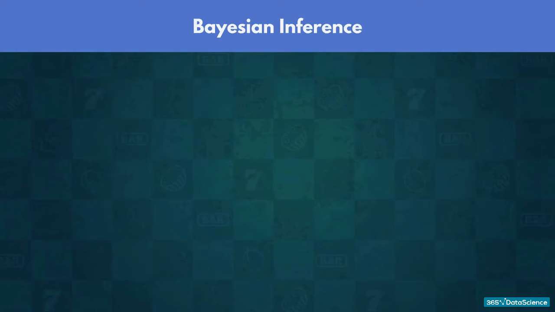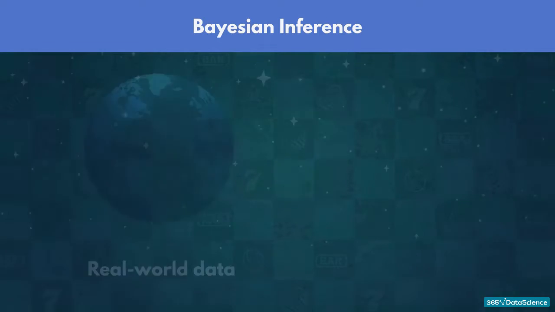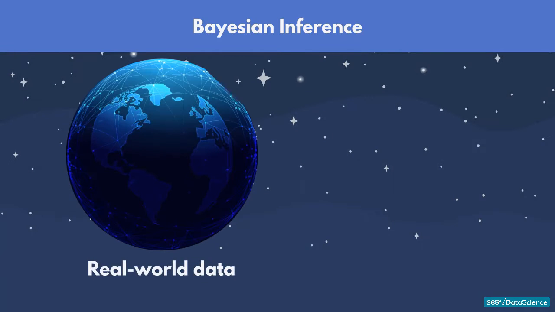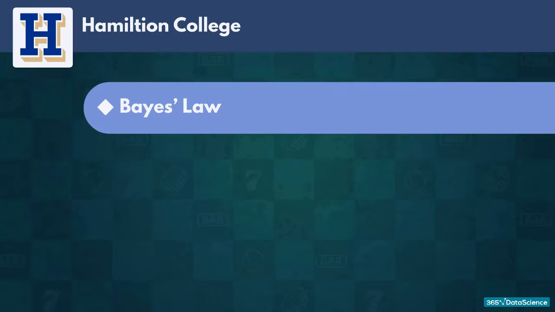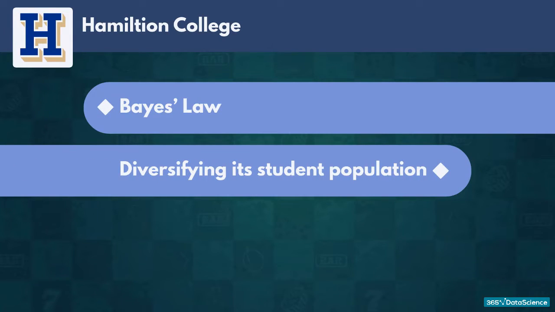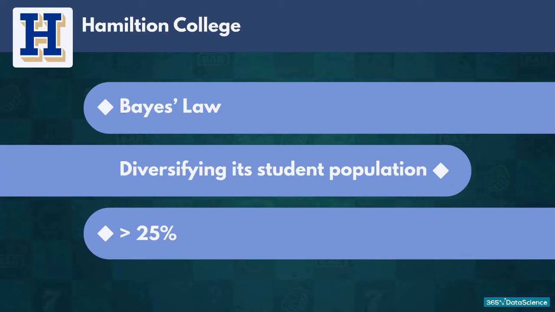Welcome to yet another practical example. To make sure you understand how all of these new terms are applied in practice, we are going to go over some real-world data. In particular, we will examine student population statistics for Hamilton College during the 2017-18 academic year. We will apply Bayes' law to determine whether the college is successfully diversifying its student population. Since the college only provides a 4-year program, any representation higher than 25% would indicate a higher than average value.